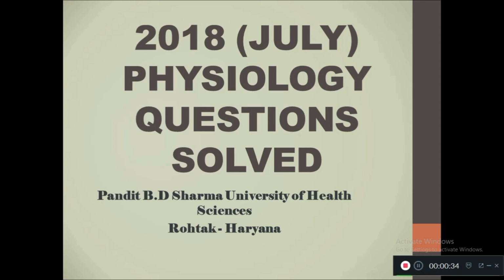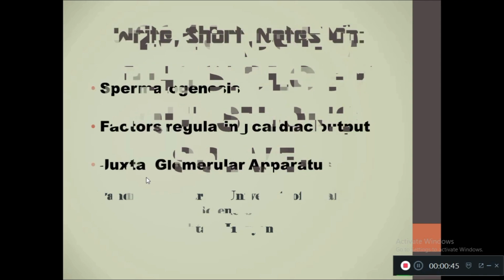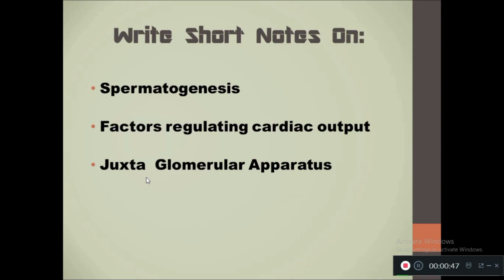So the Physiology questions were divided into three parts. In this video, we are going to see the first part of the Physiology question paper, which contains three questions. The first question is about spermatogenesis, the second one is factors regulating cardiac output, and the third one is Juxtaglomerular apparatus. These are the three questions the student has to attend compulsorily. There is no choice for these questions.